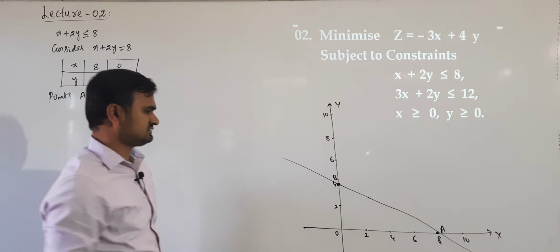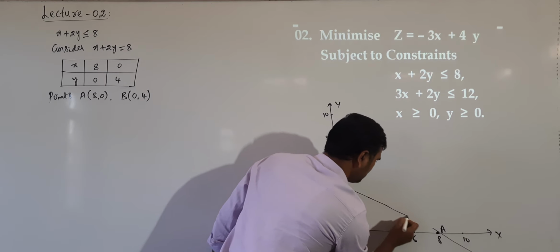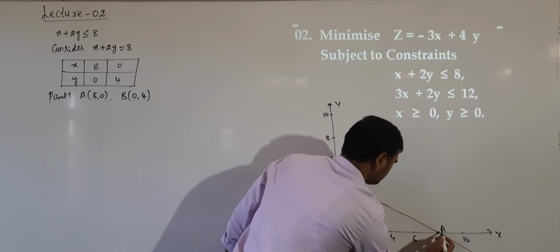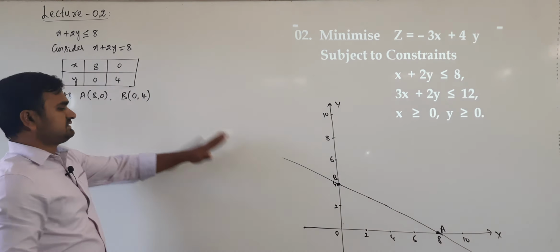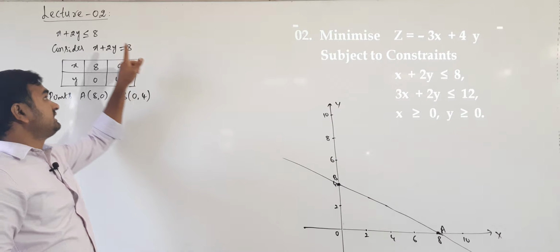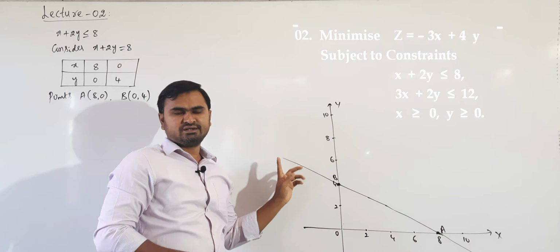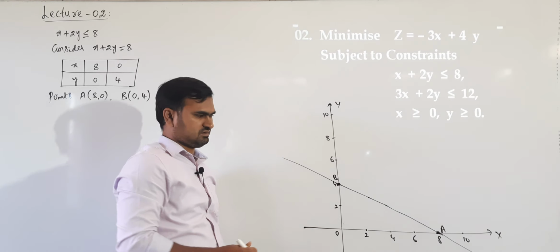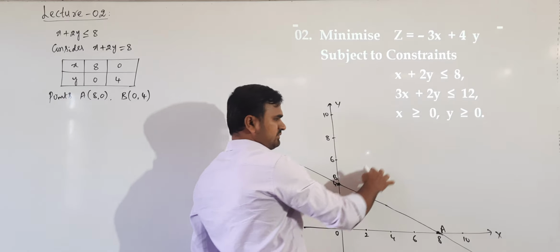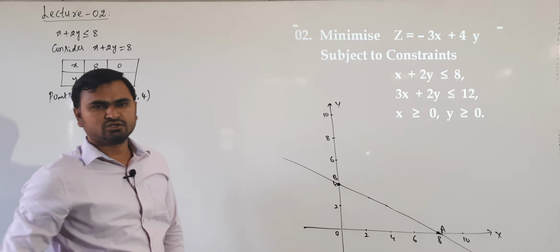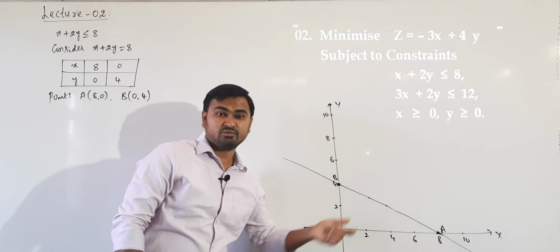Right. So this is a straight line which passes through these 2 points. Now this is equal to 8, but we are having less than or equal to 8. So less than or equal to 8 means inequality always represents a half plane. So half plane means it may be below this line or it may be above the line. So how do we know which region is required? Below the line is required or above the line is required?